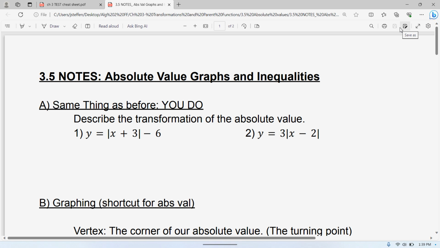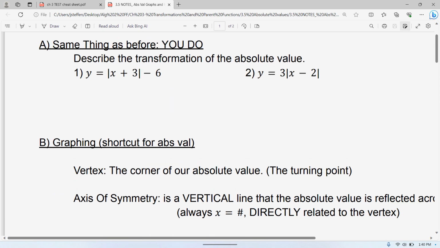With absolute values, there's a couple shortcuts we can do, but also to get a little bit specific and have a broader range of absolute values that we can graph. So let's go and get started just with this really quick review.